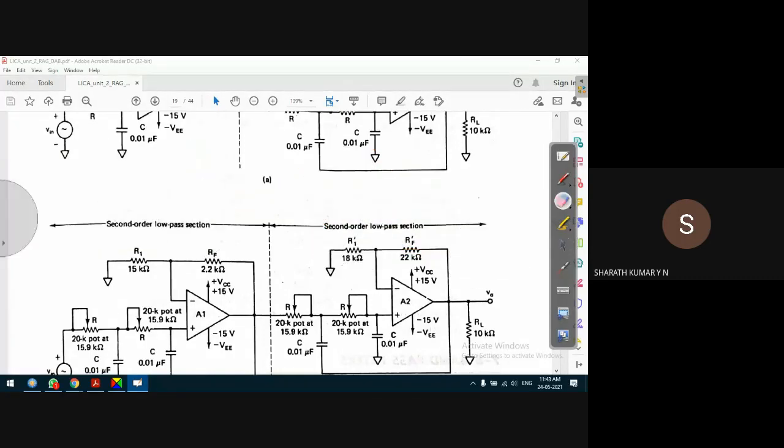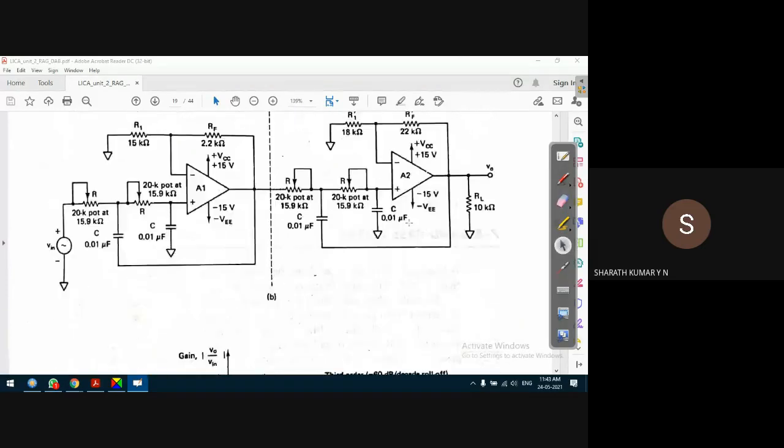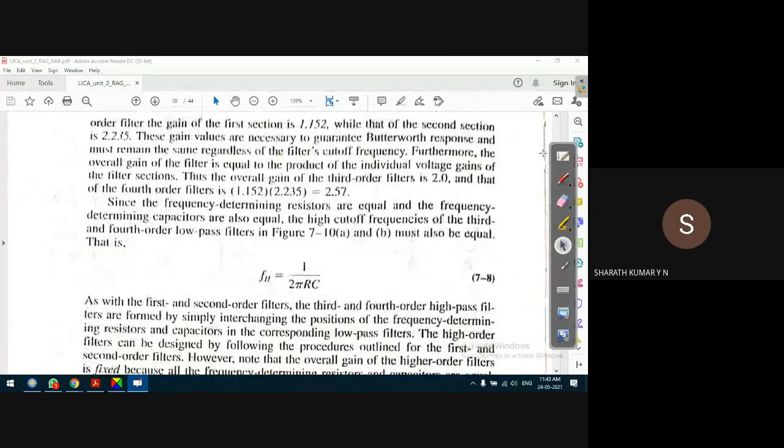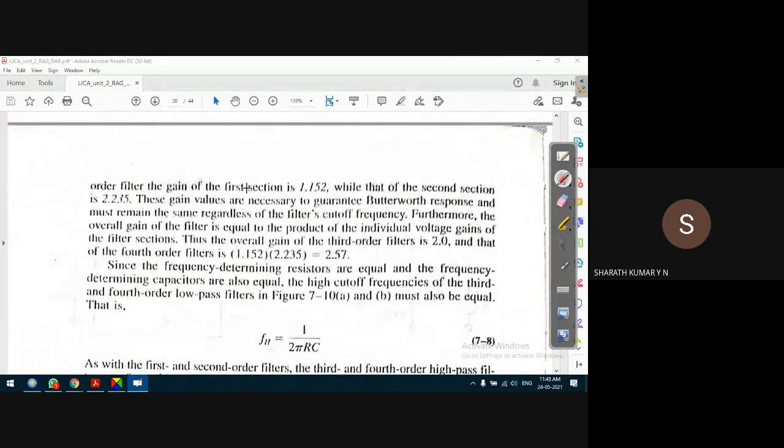Gain is not uniform. There is a variation in terms of gain, because multiple stages are being cascaded. So the gain of the first section, which is a second order filter, is 1.152, while that of the second section is 2.235. The gain values are necessary to guarantee Butterworth response and must remain the same regardless of the filter's cutoff frequency.